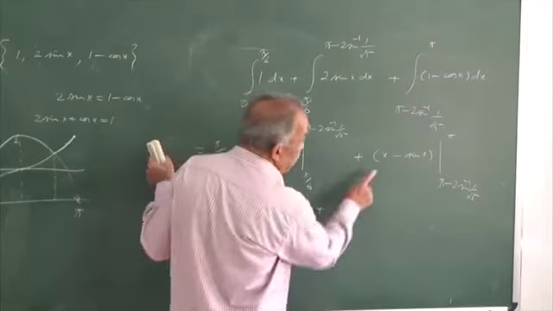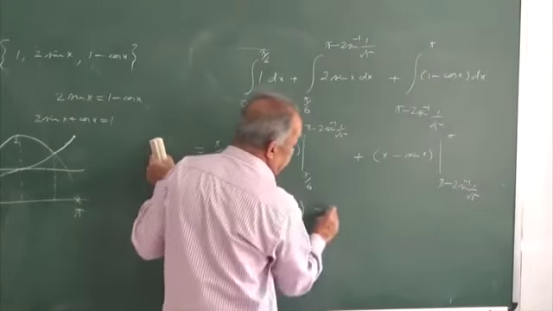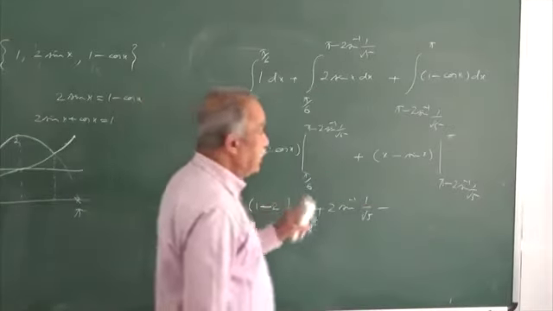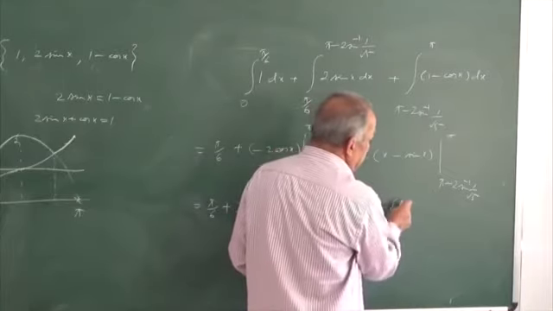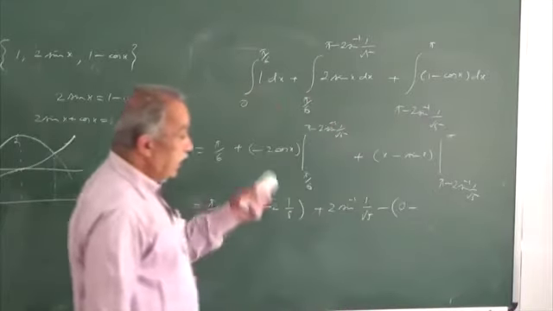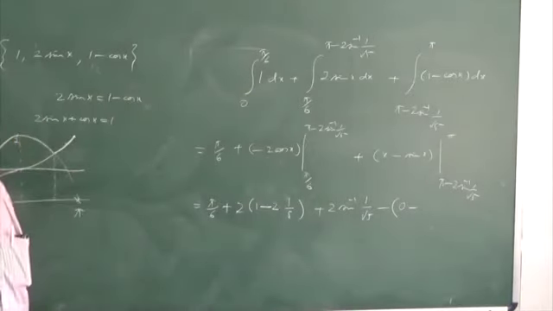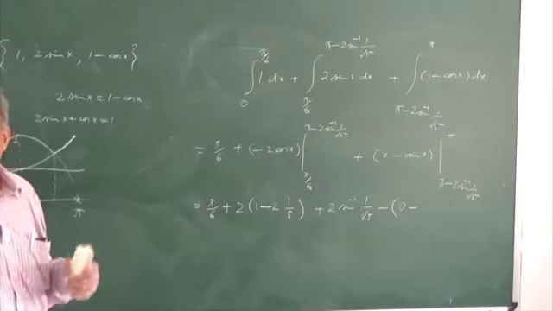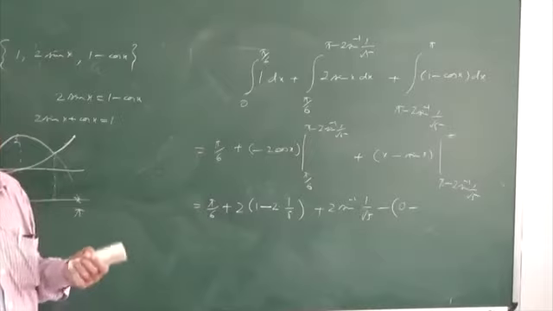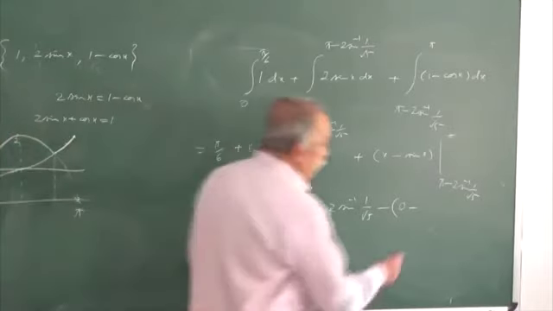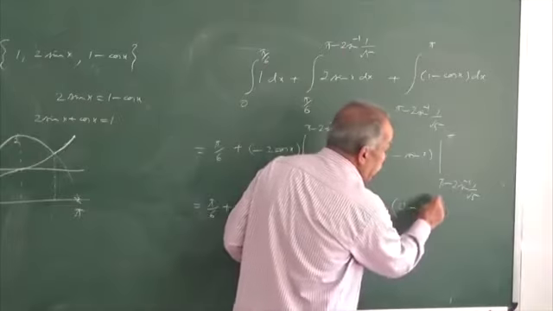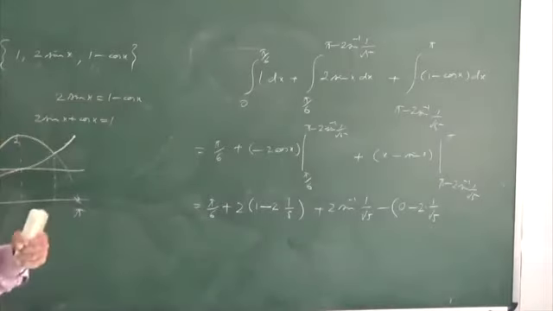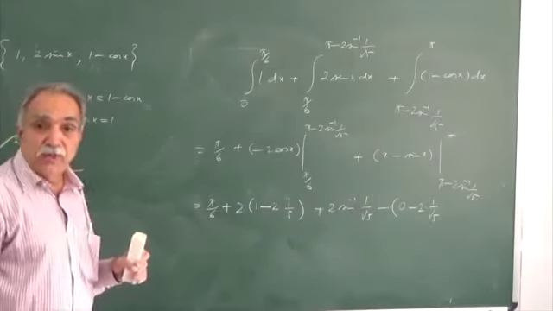Last part, x evaluated between the limits is 2 sin inverse 1 by root 5, minus sin x evaluated between the limits: sin pi, 0, minus sin of pi minus 2 sin inverse 1 by root 5. Sin of pi minus theta is sin theta. So it will be sin of 2 sin inverse 1 by root 5. Sin of 2 theta is 2 sin theta cos theta. It will be 2 into sin theta, sin of sin inverse 1 by root 5, 1 by root 5, into cos theta, cos of sin inverse 1 by root 5, 2 by root 5. How?